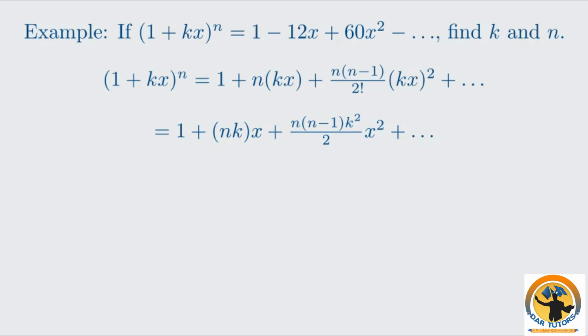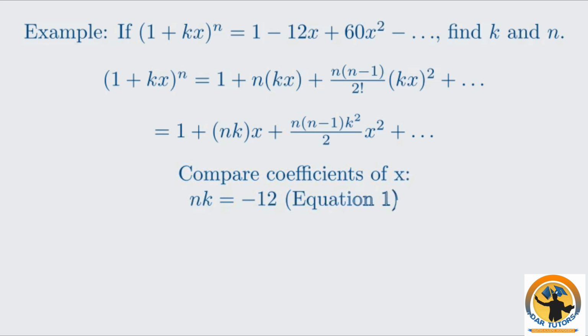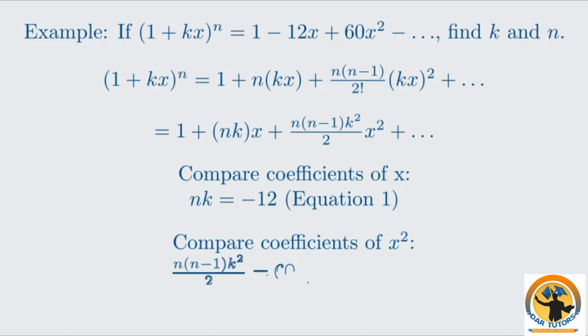We are told that this expansion is equal to 1 minus 12x plus 60x squared. By comparing the coefficients, we can form equations. Comparing the coefficients of x, we get our first equation: nk equals negative 12. Comparing the coefficients of x squared, we get our second equation: n(n-1)k squared over 2 equals 60.